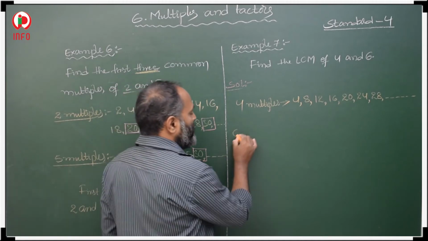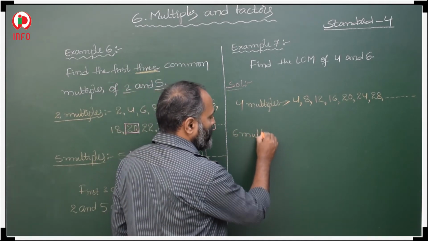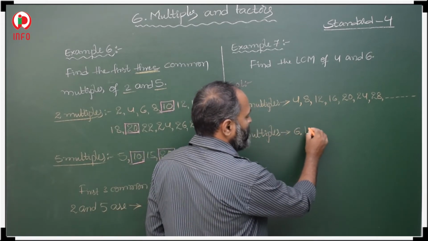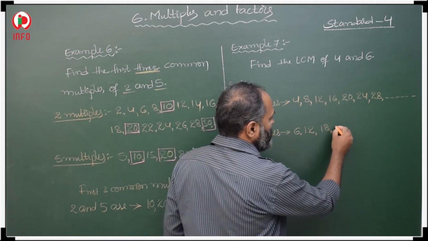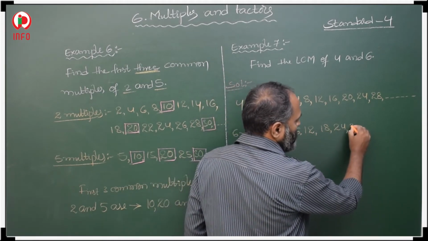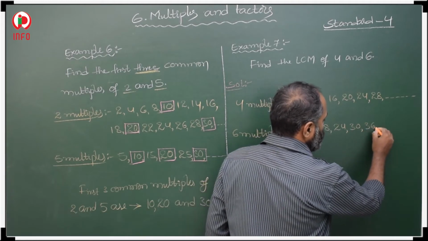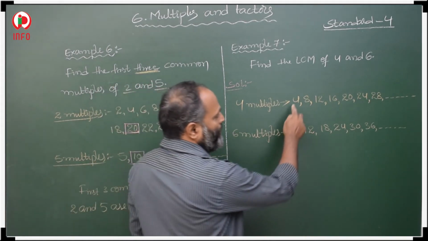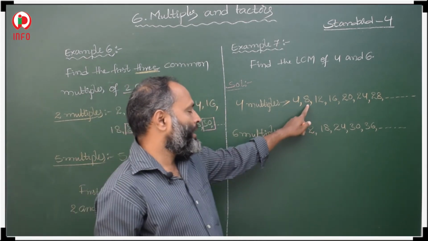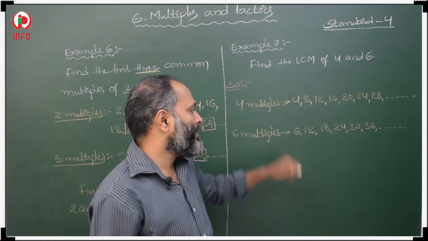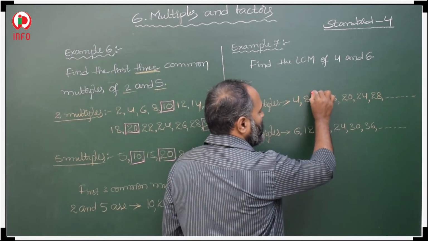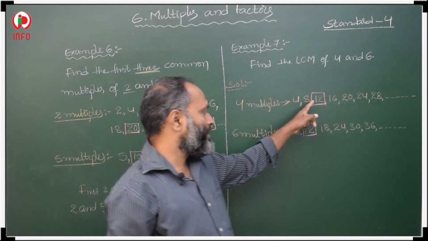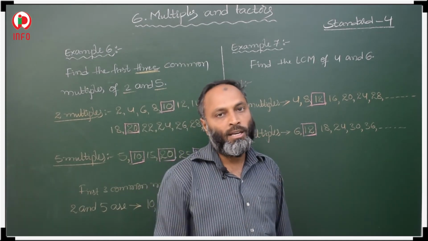Then the multiples of 6. 6 ones are 6, 6 twos are 12, 6 threes are 18, 6 fours are 24, 6 fives are 30, 6 sixes are 36, and so on. Now common multiples. 4, we don't have 4 in the 6 multiples. 8, we don't have 8 here. Then 12 is there in both. The first common multiple of 4 and 6 is 12. That is our least common multiple.